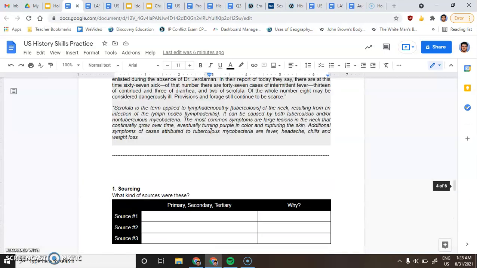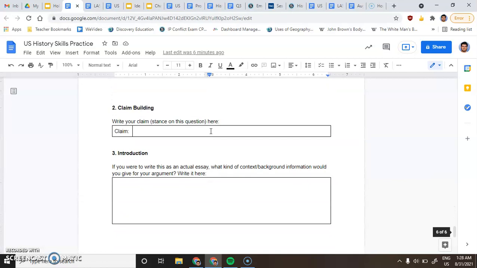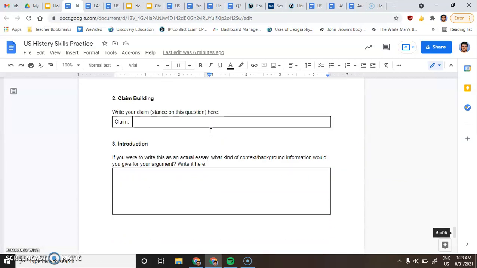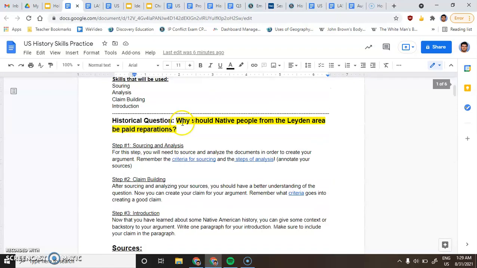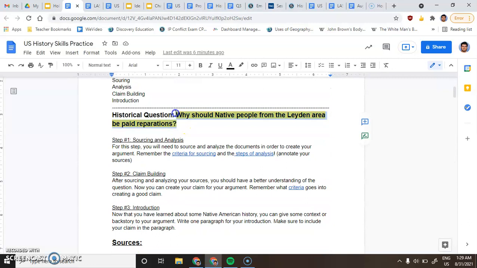Okay. And then finally, the last thing. Sorry, not finally. The second to last thing you're going to do is create a claim. All right. We did this yesterday. And if we're not that comfortable with it, that's okay because we're practicing. So you're going to write your claim. You're going to write the answer to the question, your stance on it. So you're going to go back up here, look at the question, and try to come up with a claim.